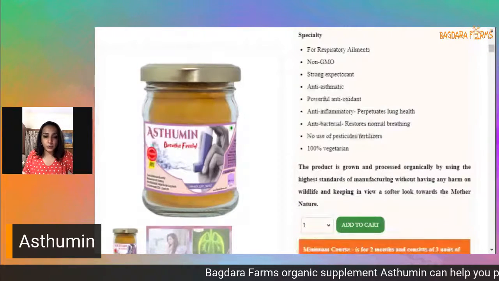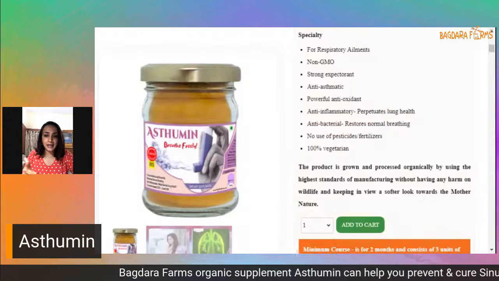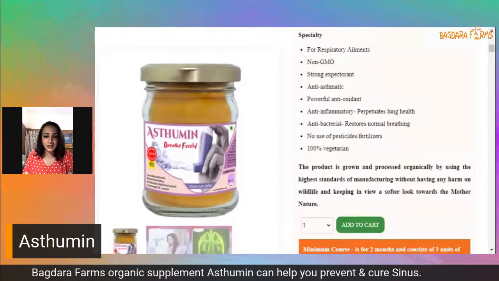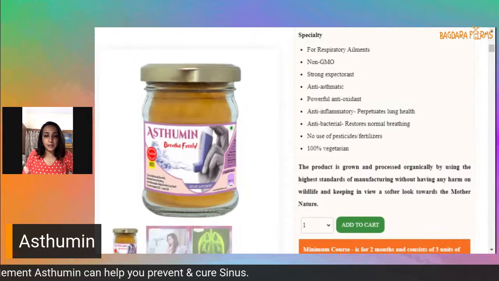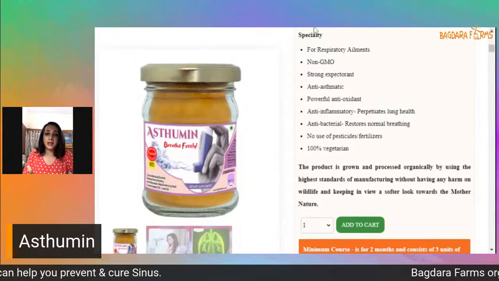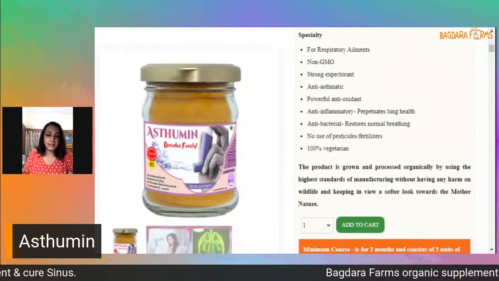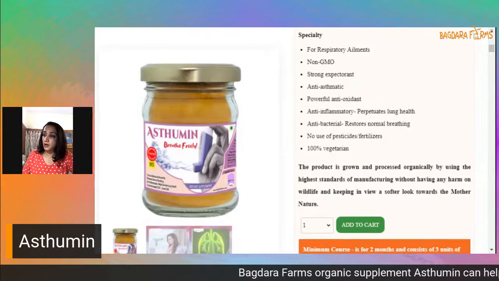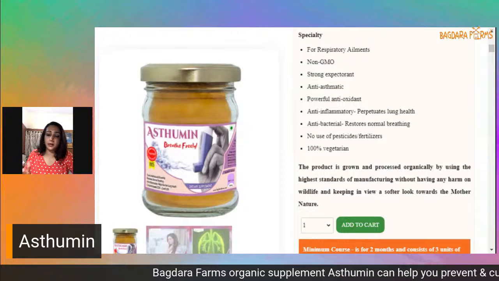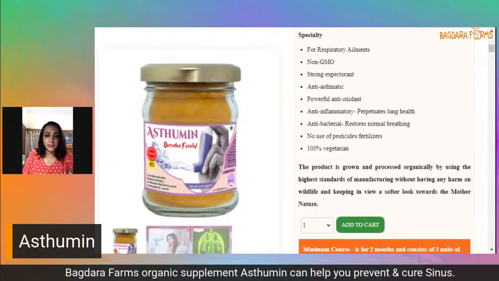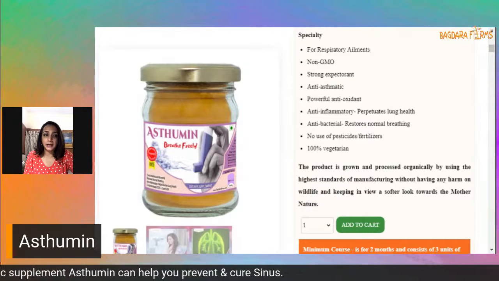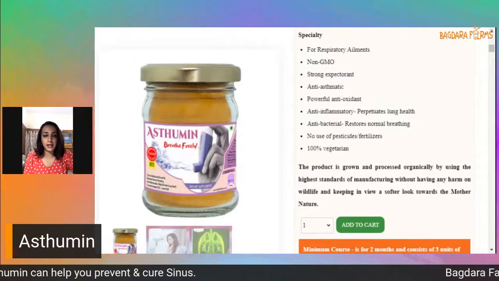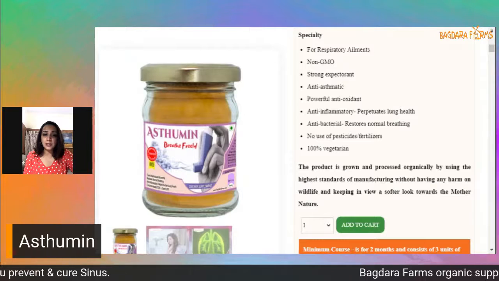Second, antioxidant properties. That means any kind of free radicals, any oxidative damage that is being caused in the sinus cavity, in the nasal passage, that oxidative damage can be taken care of with astumin. Then we also have anti-asthmatic properties. So like I said, people who have asthmatic problems or are reactive, have bronchial asthma, these people are more at risk of also having sinus attacks. So the anti-asthmatic property of astumin helps you with that. It is a natural decongestant.